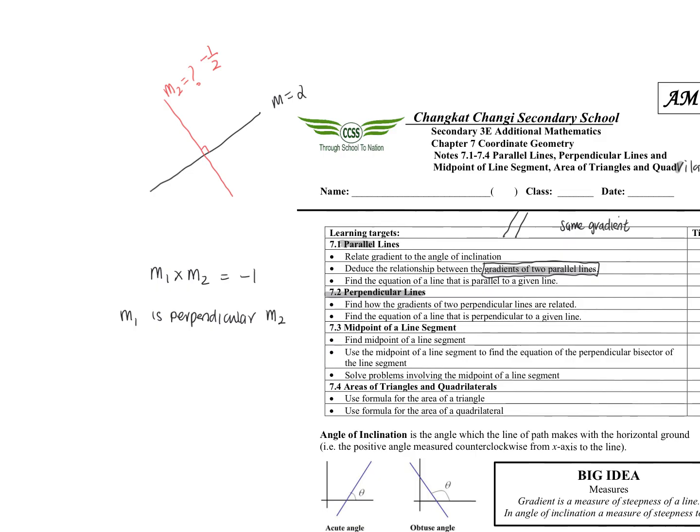So this is something that E-Math students don't learn. When you look at the assignment, they must tell them M1 times M2 equals -1, then they can do the question. But you all should know that the product of their gradients is -1. It's in your A-Math chapter.